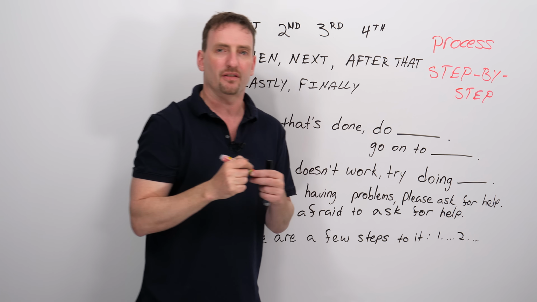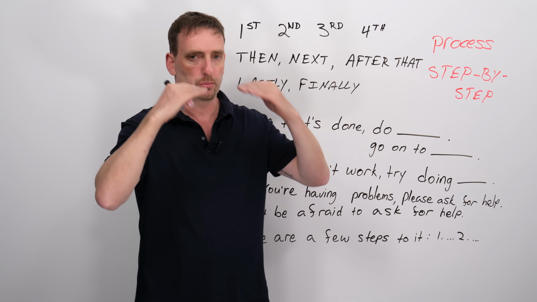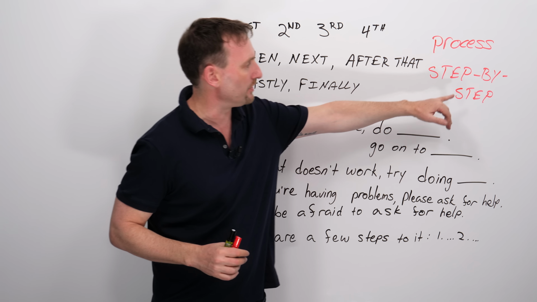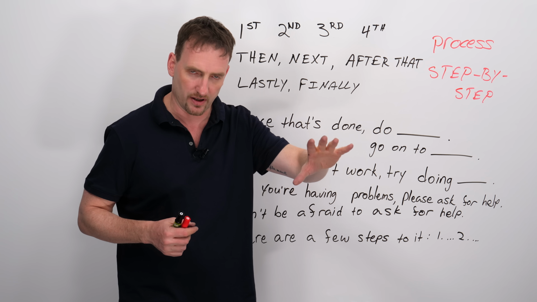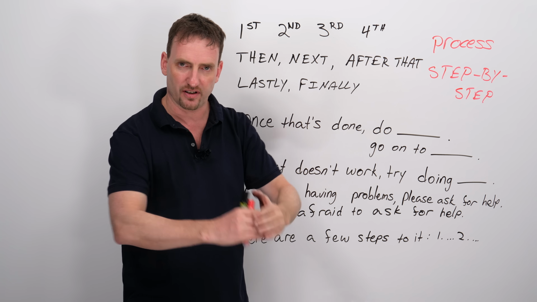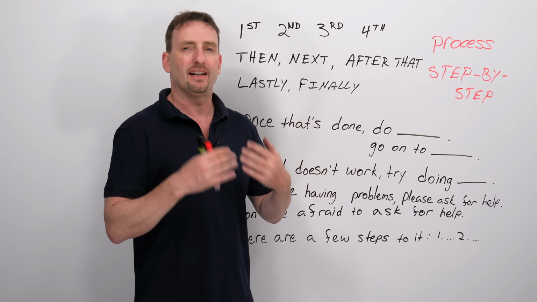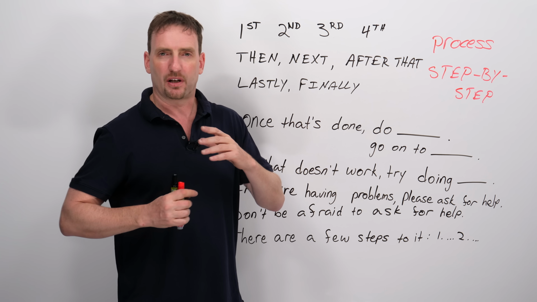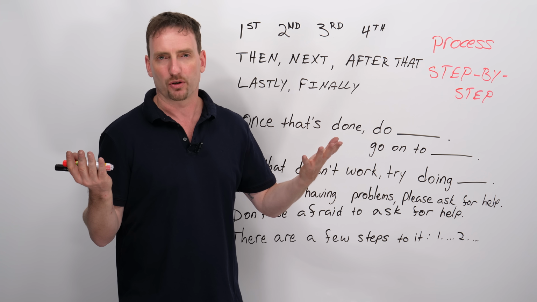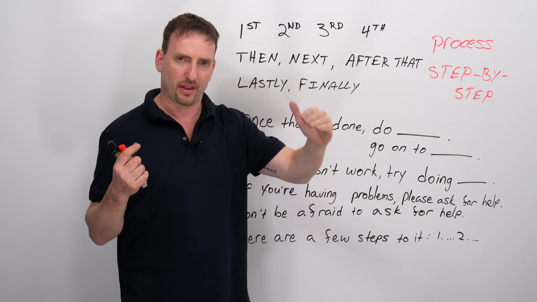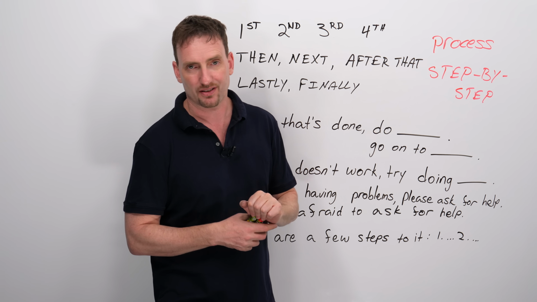So something that requires a few steps, you want to break it down into the step-by-step process. You want to show them, do this, do this, do this, do that. But you want to make sure that the person understands the order. Because if you just do things randomly, it might not work. If you do things in the order that they're supposed to be done, you will be much more successful.